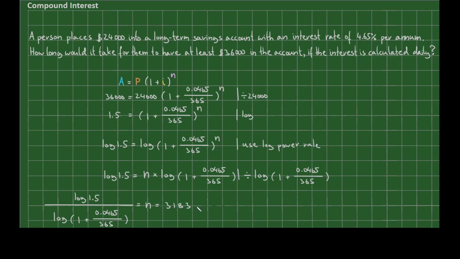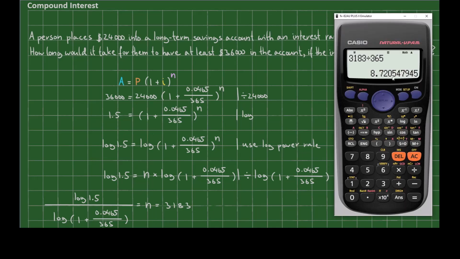3,183 days is a bit hard to imagine, so we could convert it into a number of years by dividing it by 365. According to my calculator, that is about 8.7 years. So start reading a thick book because it's going to take a while.